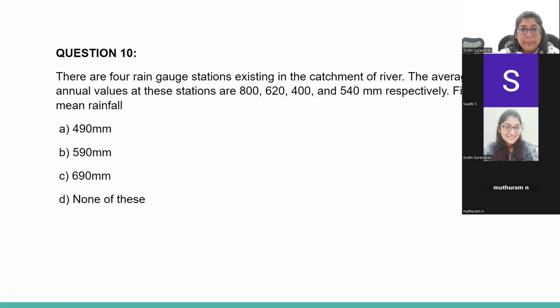Now this is a very simple numerical. Please do this and post your answers in the chat box. There are 4 rain gauge stations in a drainage basin, and the average annual values at these stations are 800, 620, 400 and 540 mm of rainfall. What will be the mean rainfall?